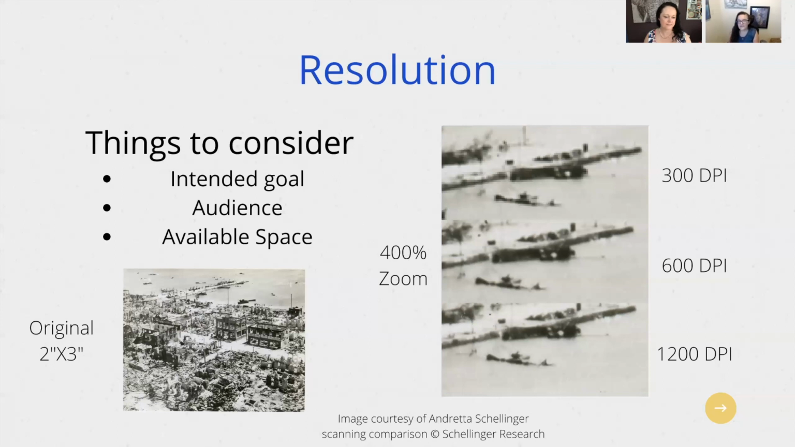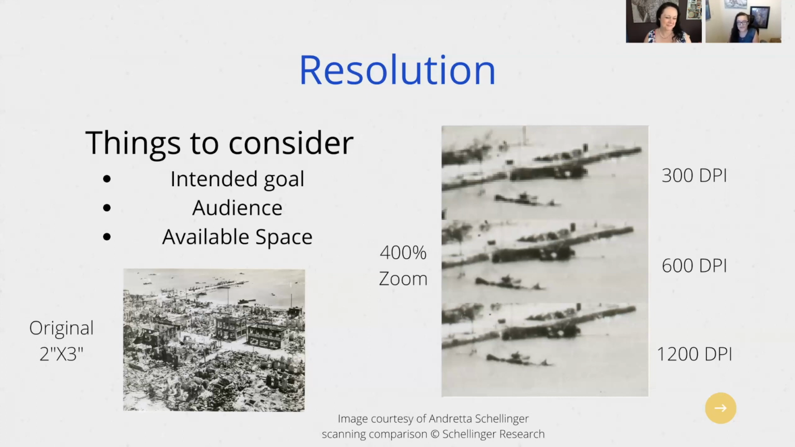And the last really important, probably one of the most important, is what is your available space for storage? And the reason that this is important is because as you increase the DPI, it's going to take up more space. So if you have a finite space or a large project that you do not feel you can scan everything or digitize everything to store it, then you have to look at the first two, your intended goal and your audience. And that will actually even go back to prioritizing. What is your goal? Who is your audience?